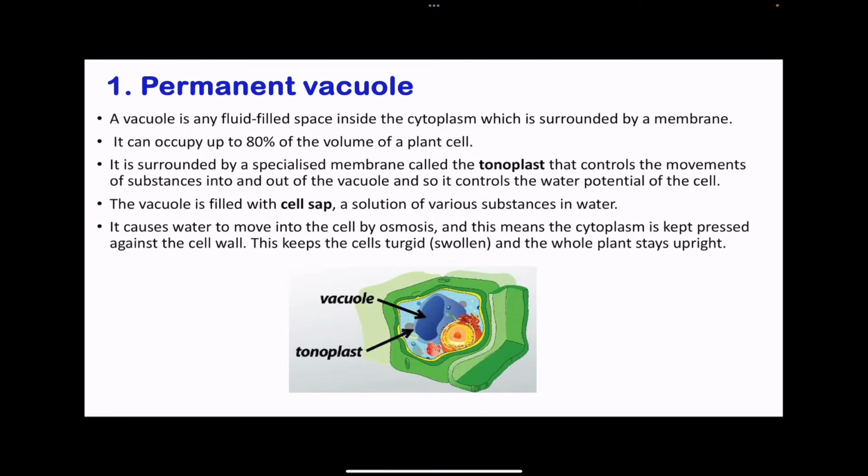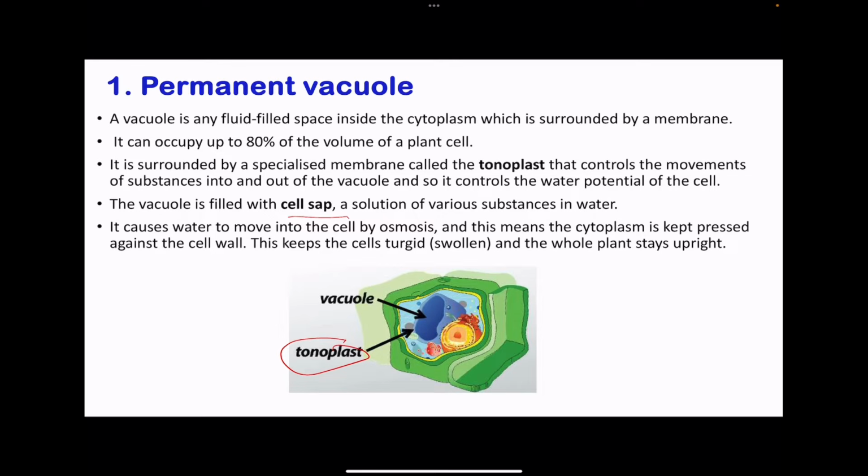The first is a permanent vacuole. A vacuole is a fluid-filled space within the cytoplasm and is surrounded by a membrane called the tonoplast. You can see that. The tonoplast controls the movement of substances in and out of the vacuole, and it also controls the water potential of a specific cell. Vacuoles contain cell sap, as well as other substances and pigments.